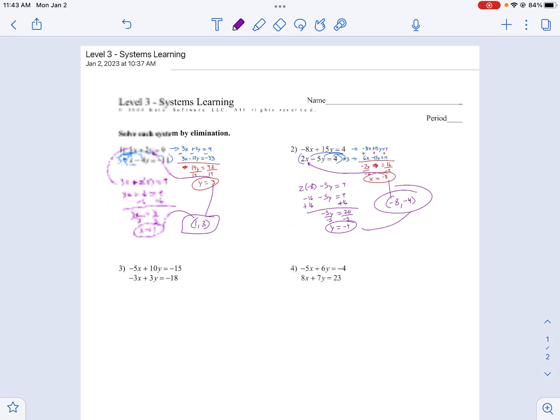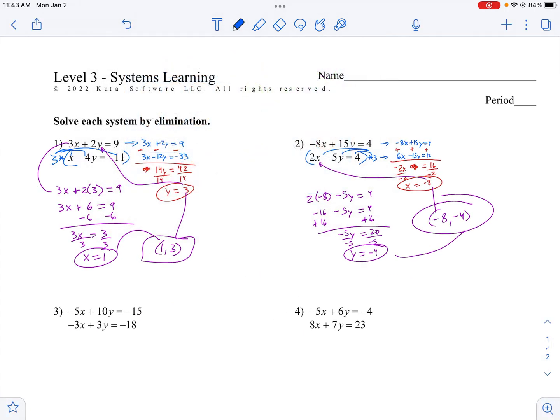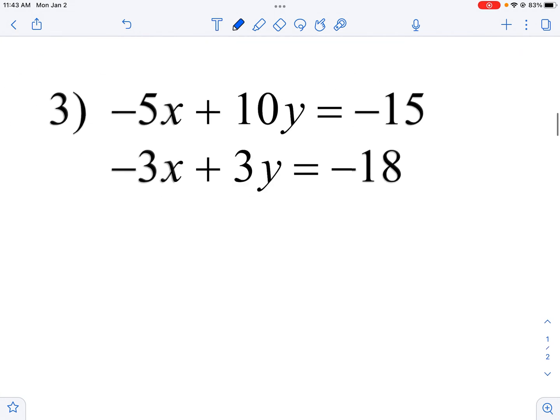Parentheses. All right, there we go. We got the solution. Sweet. So let's jump to the second two here. And these are as hard as your systems are going to get.